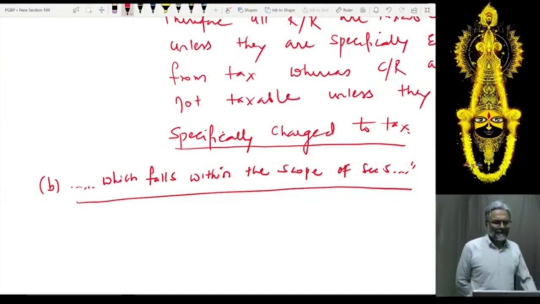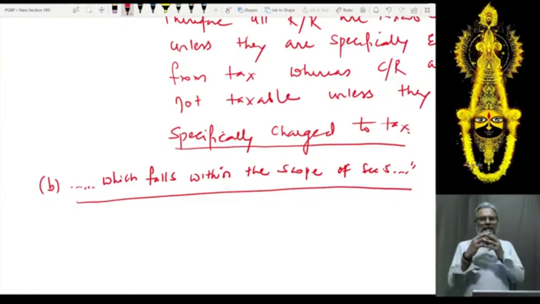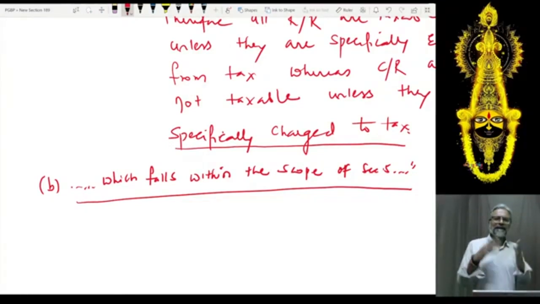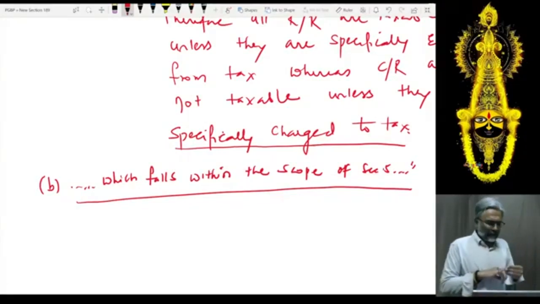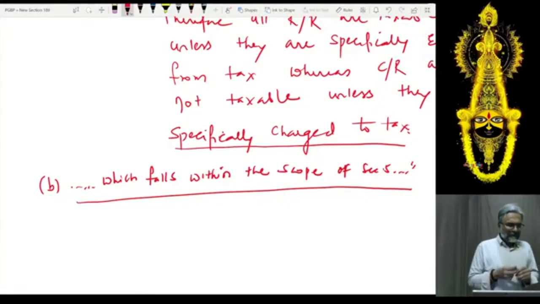Or for that matter, other than Bill Gates, take any particular person, say XYZ of Germany. He stays in Germany, works in Germany, earns in Germany. Will he be making payment of income tax in India? In this context, does he make the payment of income tax in India?